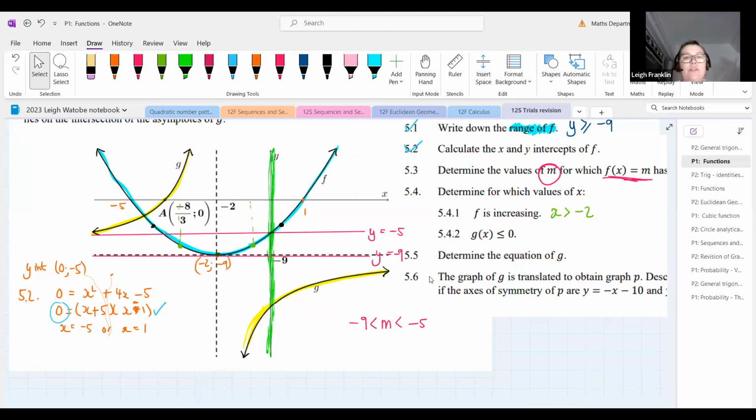Okay, so maybe what I must do here is I'll highlight the x-axis as well. There's the x-axis. The x and y-axes are highlighted in green. So g of x is y. So for which values of x is y negative? So y is negative when the graph is below the x-axis.